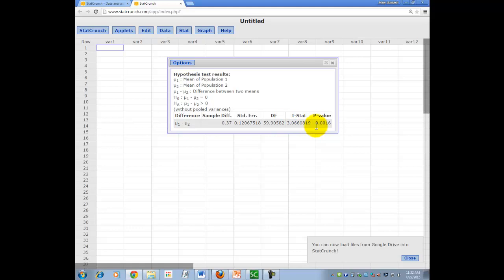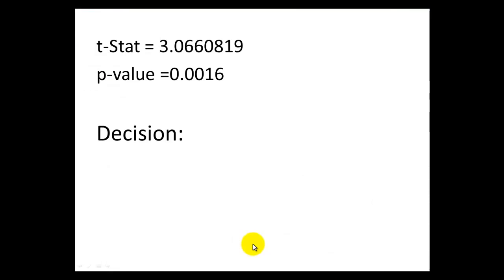3.066089 is our t-stat, and 0.0016 is our p-value. Now if you look here, it reminds you that population 1, population 2, here's our hypothesis again, and more importantly, here are our t-score and our p-value. So if I take the information from StatCrunch, I've just typed it here into the slide so that you can remember what the t-stat was and the p-value. Again, 3.066, a p-value of 0.0016.